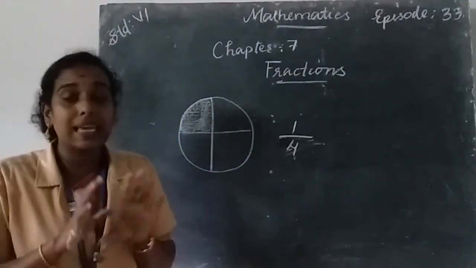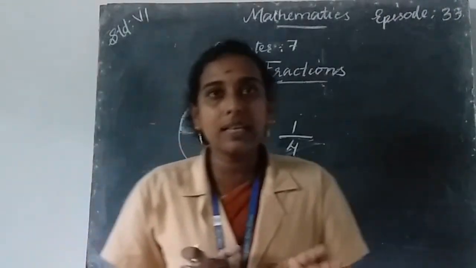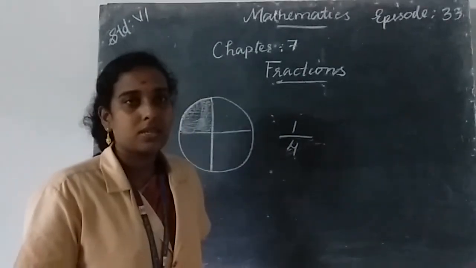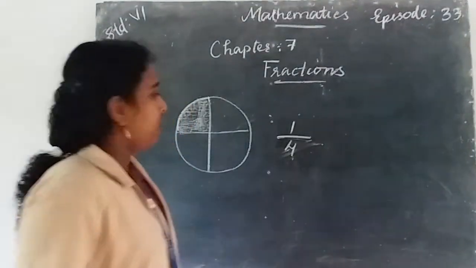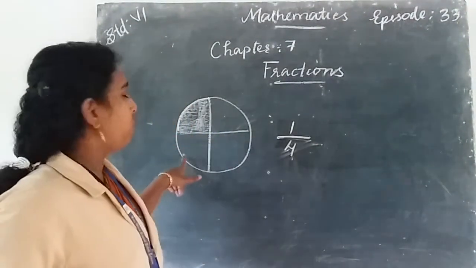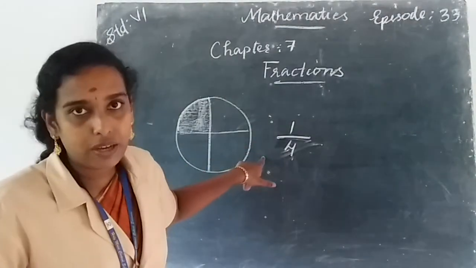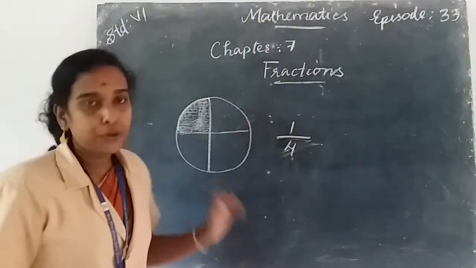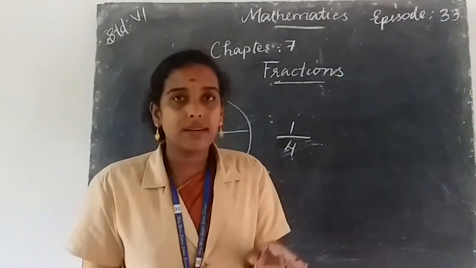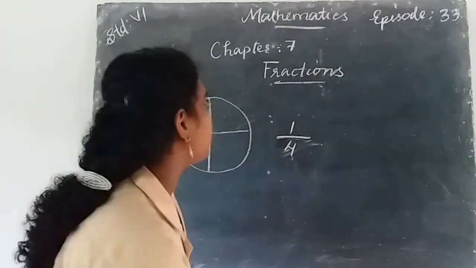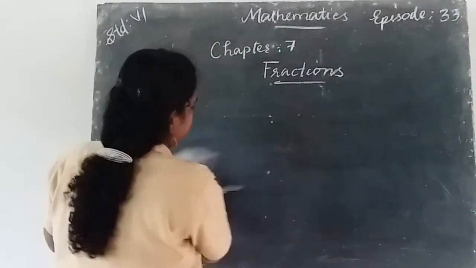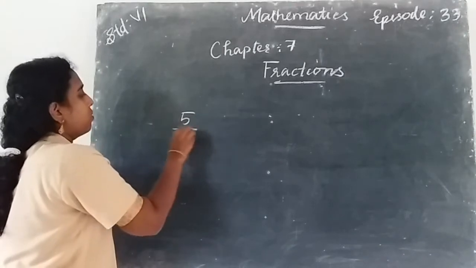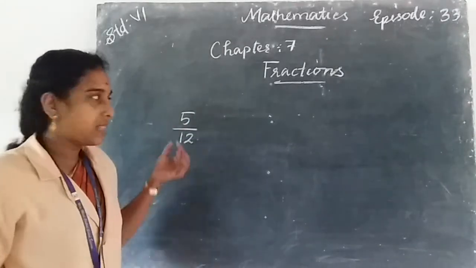So a fraction is a number representing part of a whole, and a whole means a single complete object. Here it is 1 by 4, and 1 by 4 is a fraction. Here 4 is the denominator and 1 is the numerator. Like this, you can write 5 by 12. 5 by 12 is a fraction form.